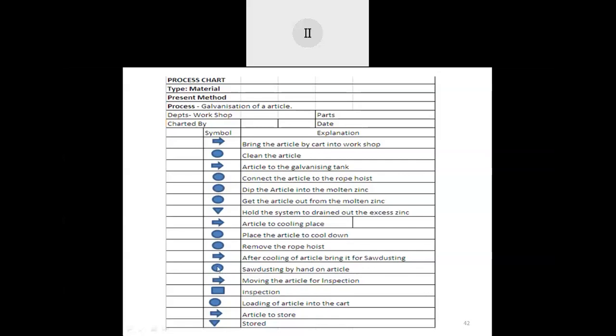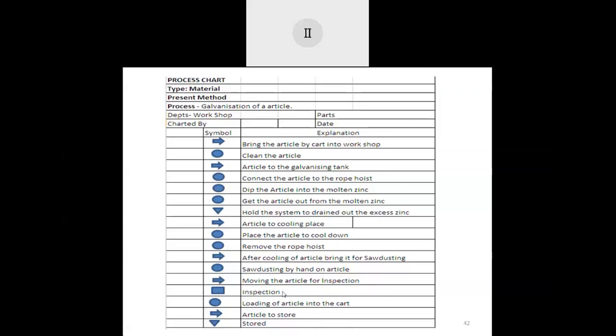Then it is done. This symbol means there is some operation. Then again some movement, moving the article for inspection. Then this rectangle, another new symbol, shows that some inspection will need to be there. You need to inspect whether the process is going on correctly, and whether the material or equipment is in the correct position or not. For that some inspection is needed.